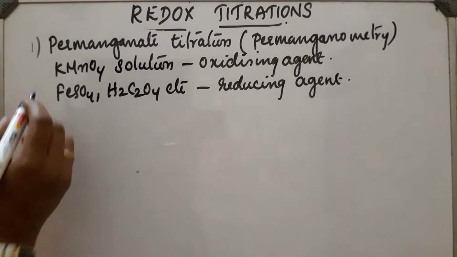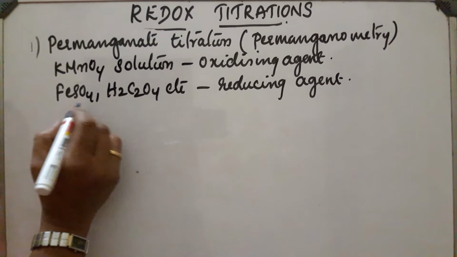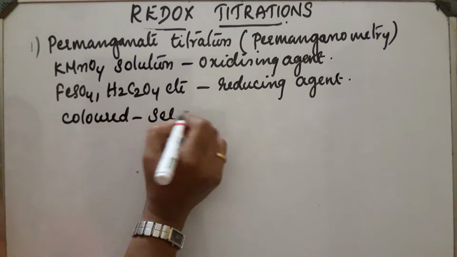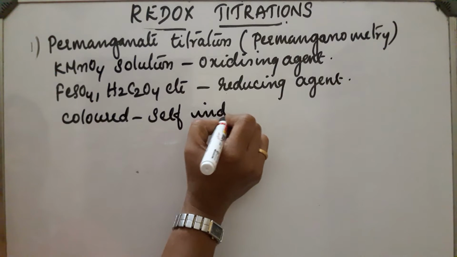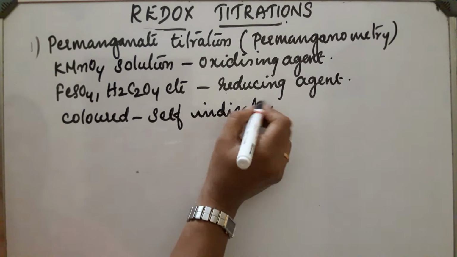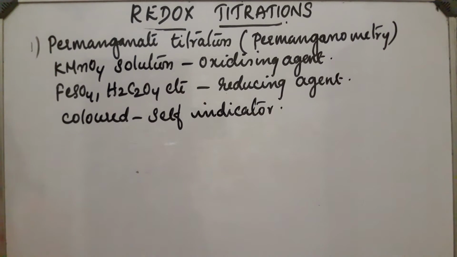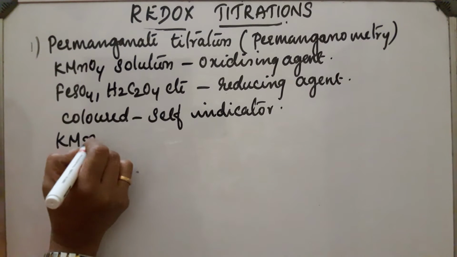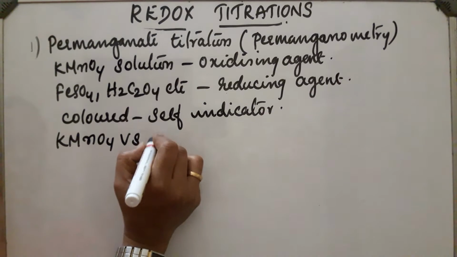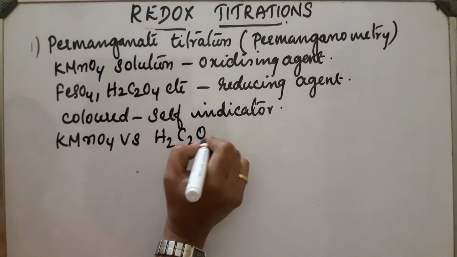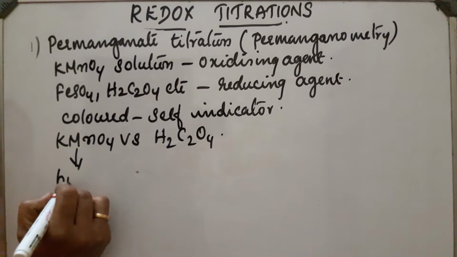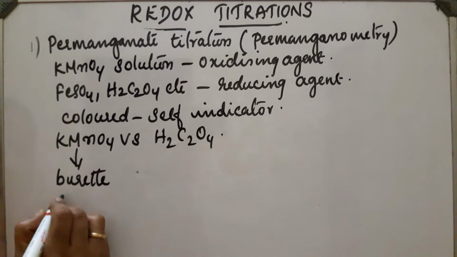Here KMnO4 solution is colored, so it is used as a self indicator, and the endpoint is the formation of pink color. For example, if we are titrating MnO4 solution against H2C2O4, oxalic acid. In this reaction, while titrating, KMnO4 is taken in a burette whose normality is known.